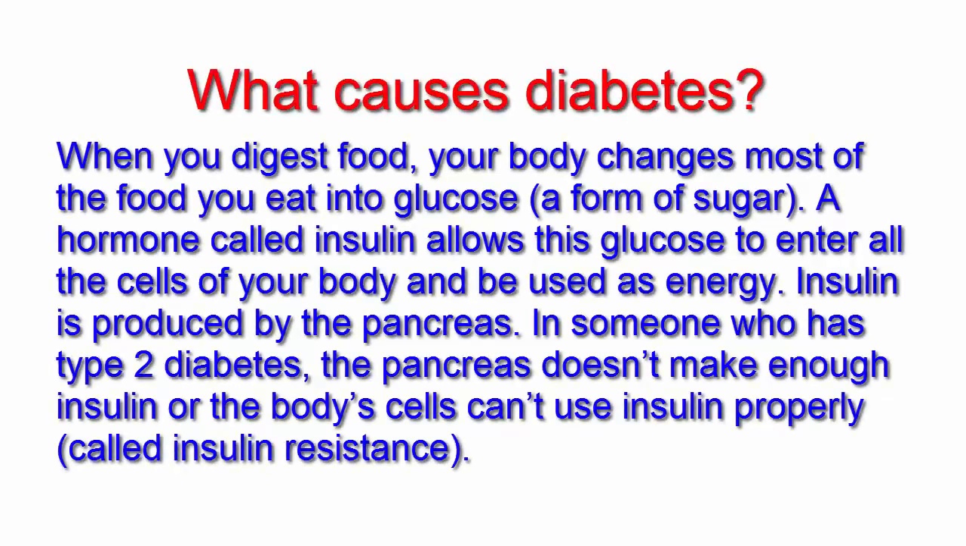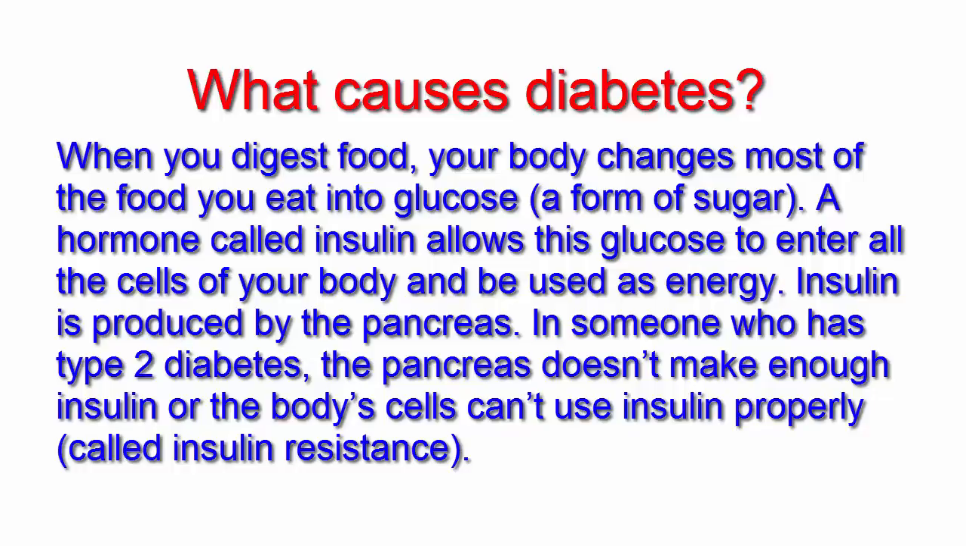What causes diabetes? When you eat food, your body transforms the food into glucose, a form of sugar. A hormone called insulin allows this glucose to enter the cells of your body and be used as energy. Insulin is produced by the pancreas.